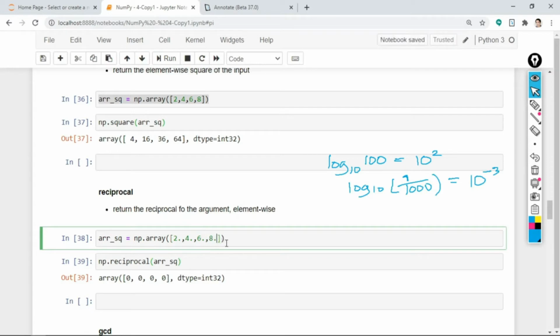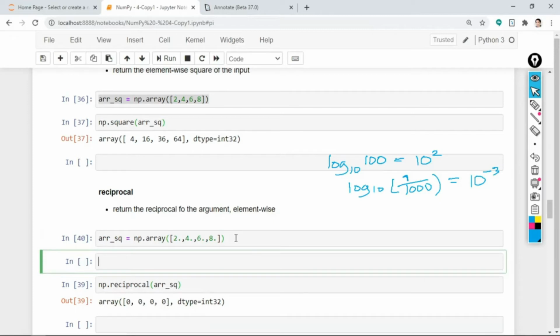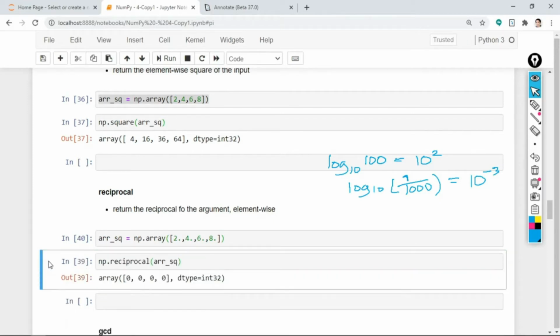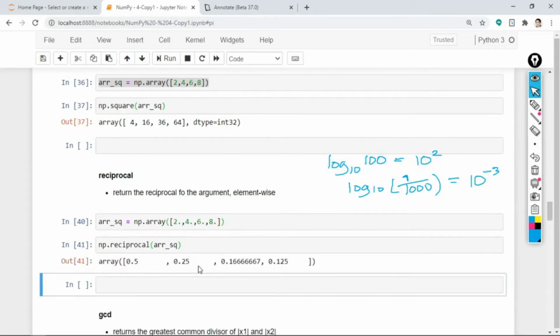4.0, 6.0, and 8.0. So if you execute this again, let's delete this one. You execute this again with a specific precision. Now that will be the reciprocal. Theoretically, this is 1/2, this is 1/4, 1/6, and 1/8, converted to decimal places.